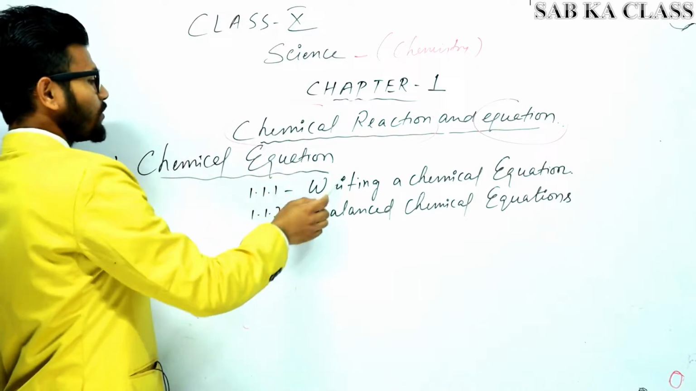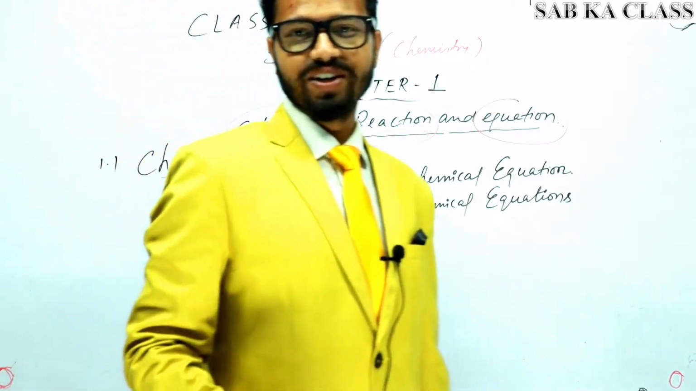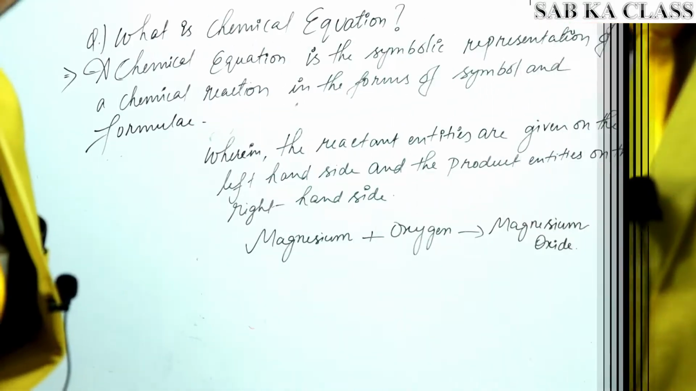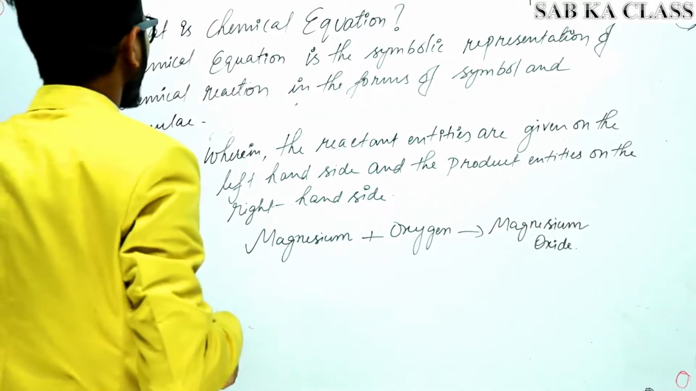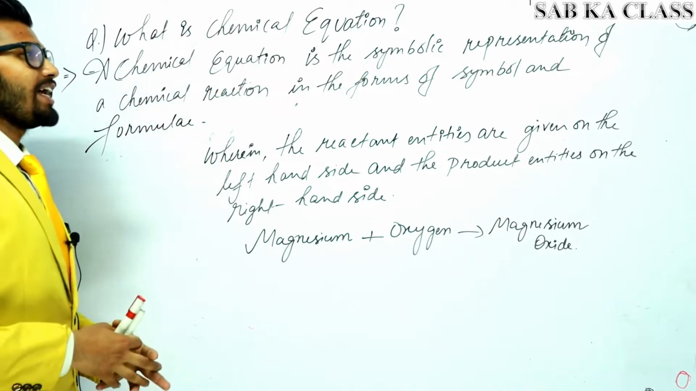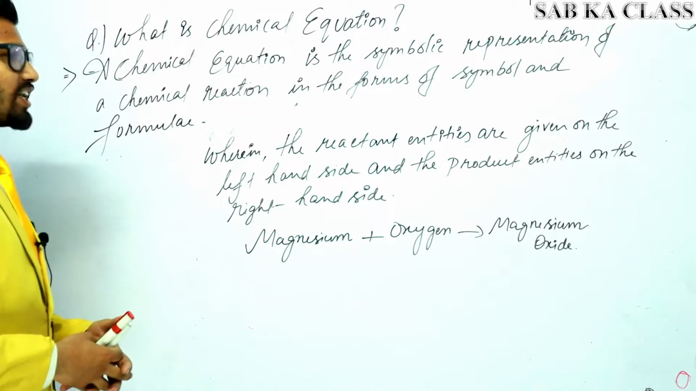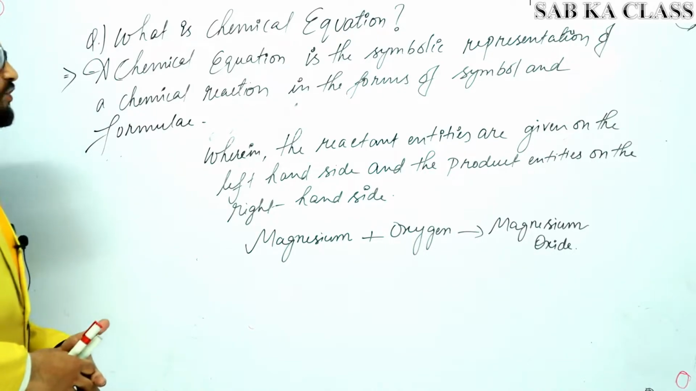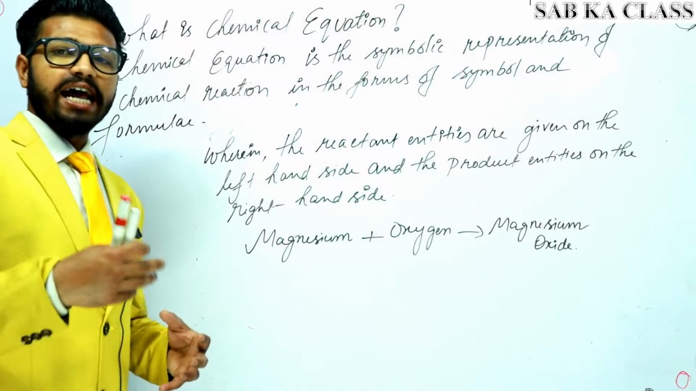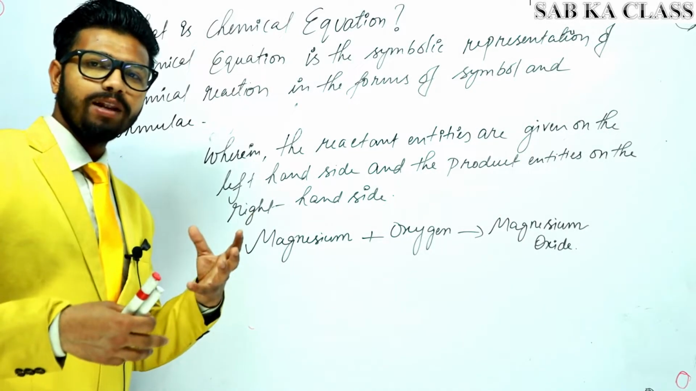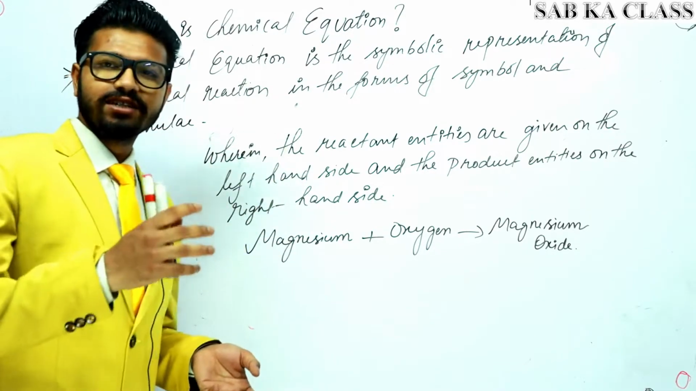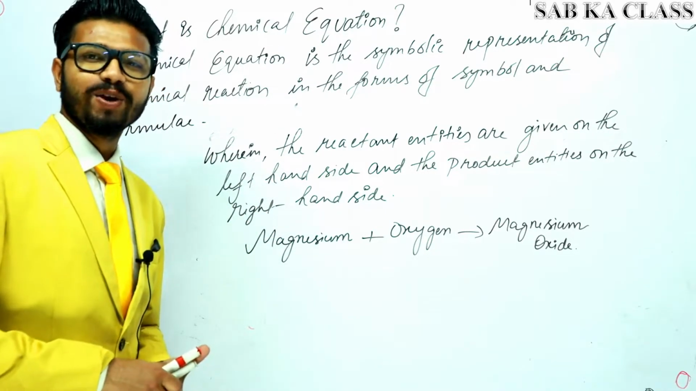First of all, let us start with this subtopic, writing a chemical equation. Before that, we have to understand what a chemical equation is. We shall learn the definition of a chemical equation, and here goes the definition. A chemical equation is the symbolic representation of a chemical reaction in the form of symbols and formulas. Any reaction which is represented with the help of symbols or formulas, such representation is called a chemical equation.